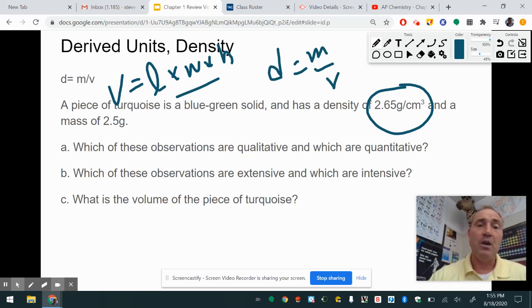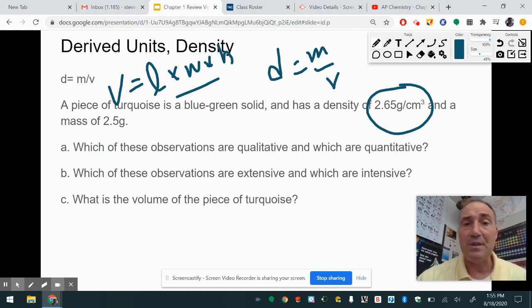All right, so anyways, which of these observations is qualitative and which are quantitative? So qualitative would be something like it's blue-green. That would be an intensive property. And a quantitative would be, its mass is 2.5. Which of these observations are extensive and intensive? Well, the color is always intensive, and extensive would be your mass.